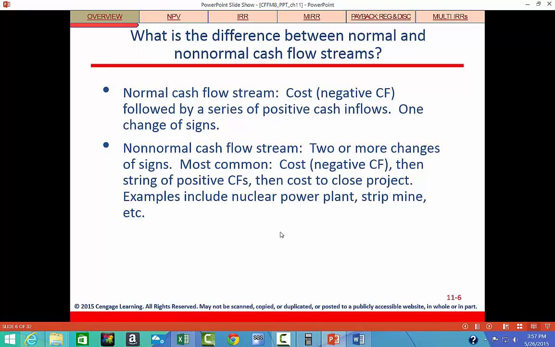Sometimes you could have a negative cash flow at the beginning and at the very end. These are some examples of that. Like if you had a nuclear power plant or a strip mine and you had costs to help restore the environment to its original condition.